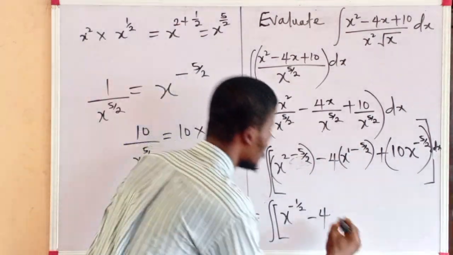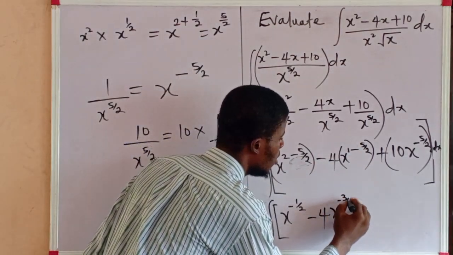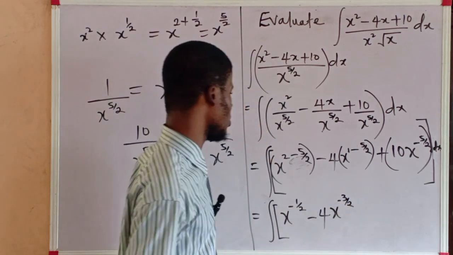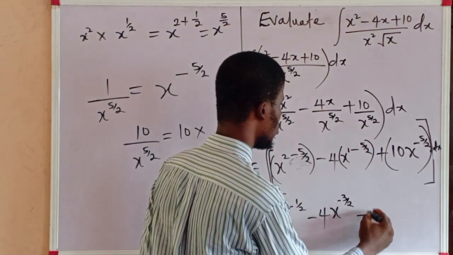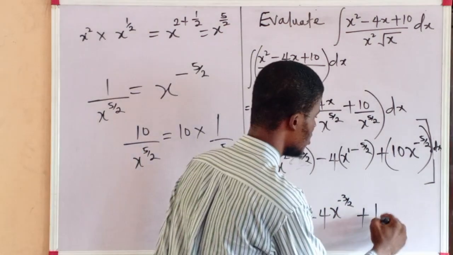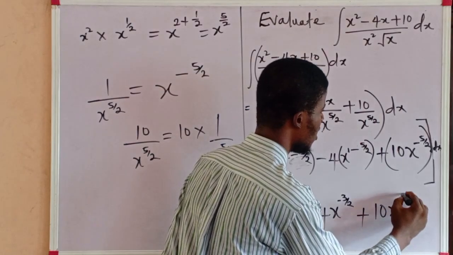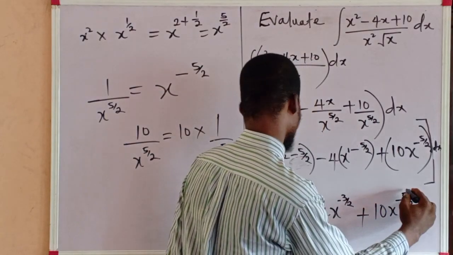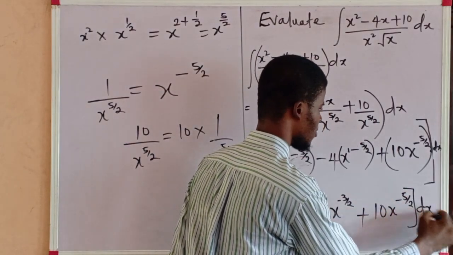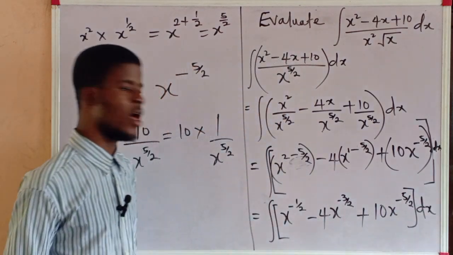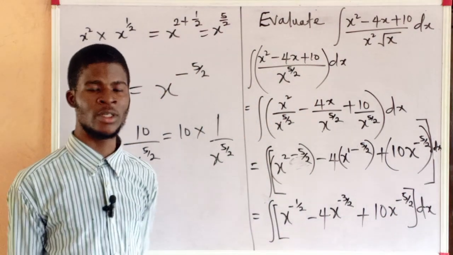2 minus 5 is minus 3. That's minus 3 all over 2. Then we have plus 10x to the power of minus 5 over 2, dx. Good. At this point now, we can easily integrate it.